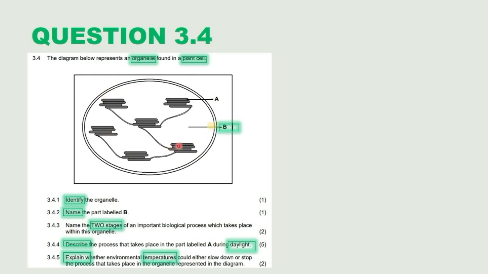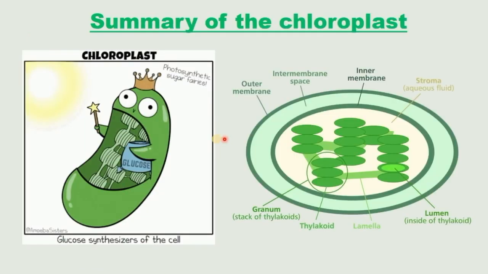So they just want to know what is the effect of temperature on this process that takes place. So let's quickly have a look at our summary. On my right hand side, you will have the structure of the chloroplast. Remember, your chloroplast is where the process of photosynthesis takes place.